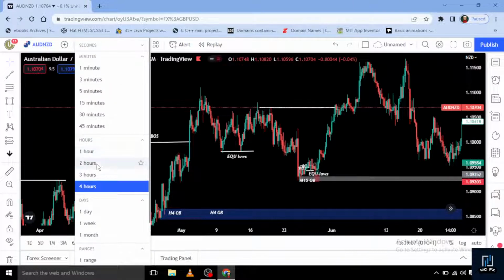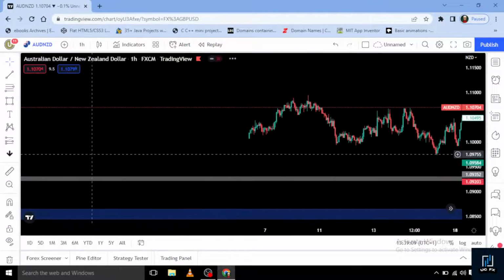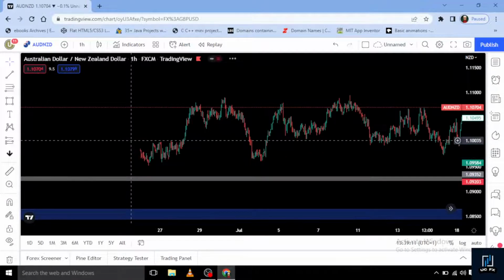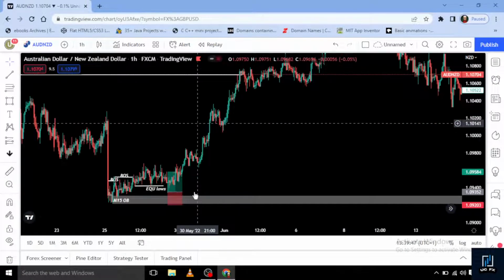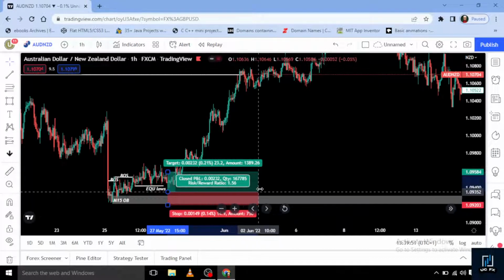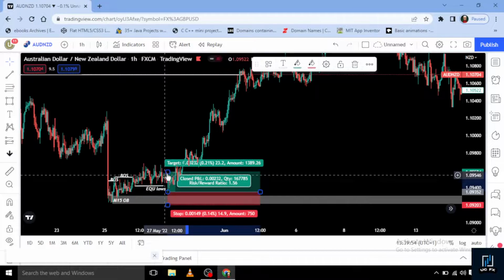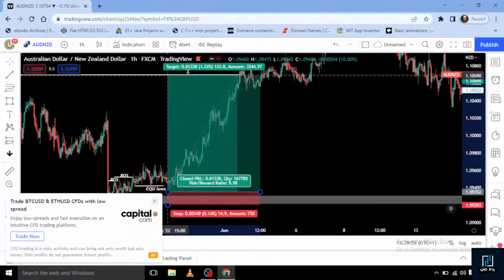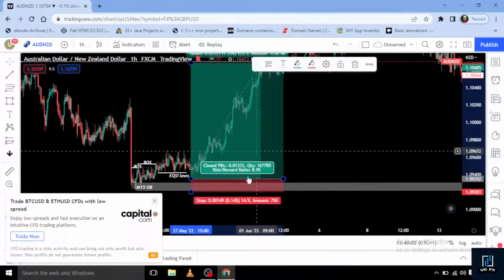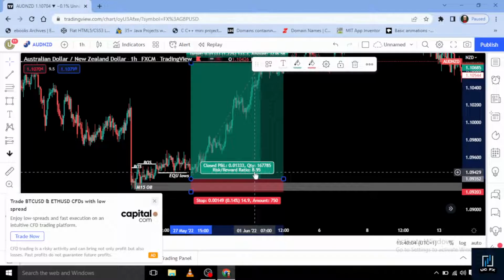So let's see how much risk to reward ratio we have on the trade. So here we are. So let's take our risk to reward ratio and know how much we would have got on this trade. So this is our take profit. So as you can see, this is a nice 1 to 8.5, almost 1 to 9.